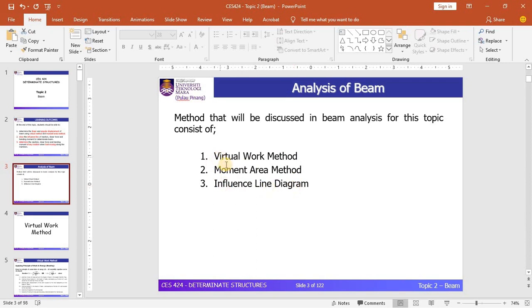The first two methods, the virtual and the moment area method, are used to calculate the displacement and the rotation in the beam. Meanwhile, the last method is used to calculate the reaction forces, shear force, and bending moment in a beam based on a moving load. In other words, this particular method is very useful in designing or analyzing bridge structures. So without further ado, let's discuss the virtual method in detail.